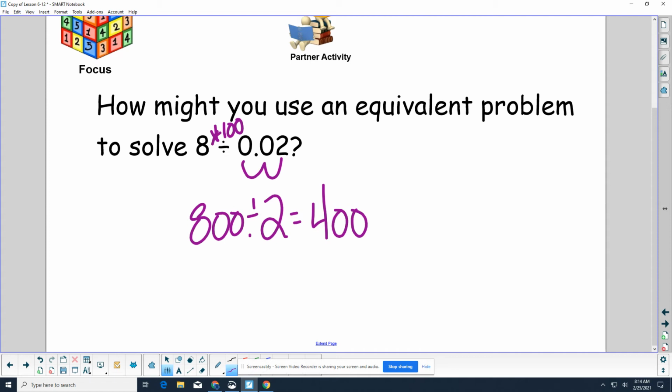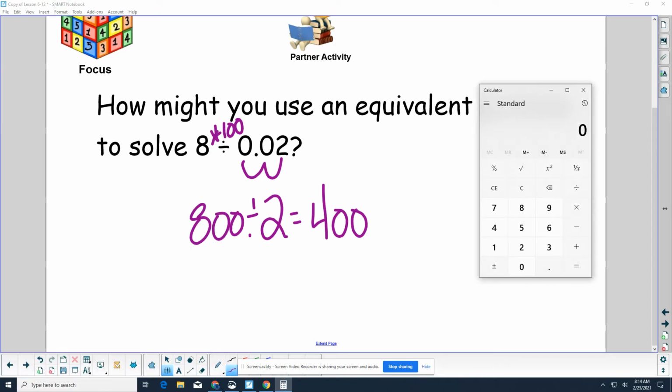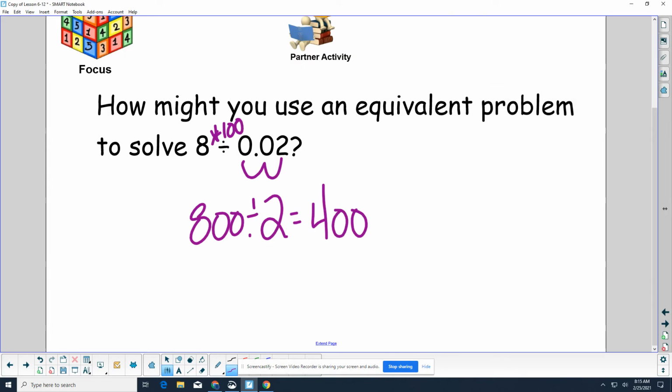So again, I don't want you to continue to use a calculator, but I'm going to model for you here with the calculator to show you that when we did our equivalent problem there, we got the exact same answer. So 8 divided by 2/100 equals 400. So again, what we did here, I know that I want to make my divisor into a whole number. And in order to do that, I had to go up 2 place values, or simply multiply times 100. And whatever I do to the divisor, I have to do to the dividend. So I knew I had to do 8 times 100.